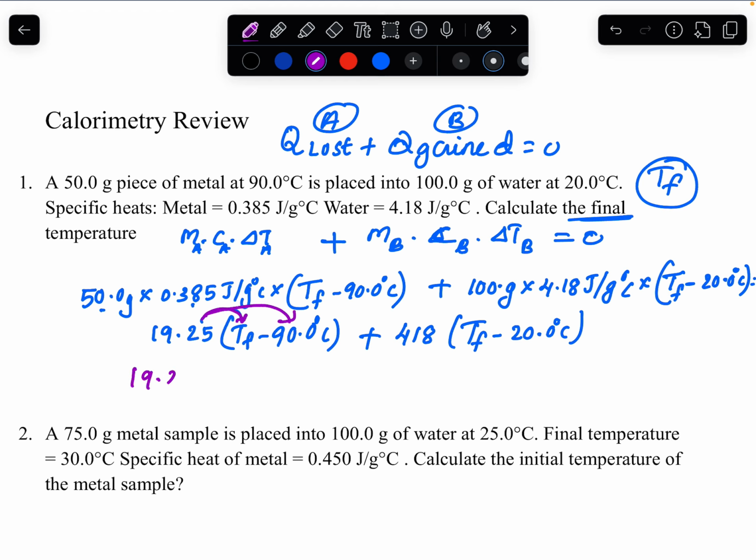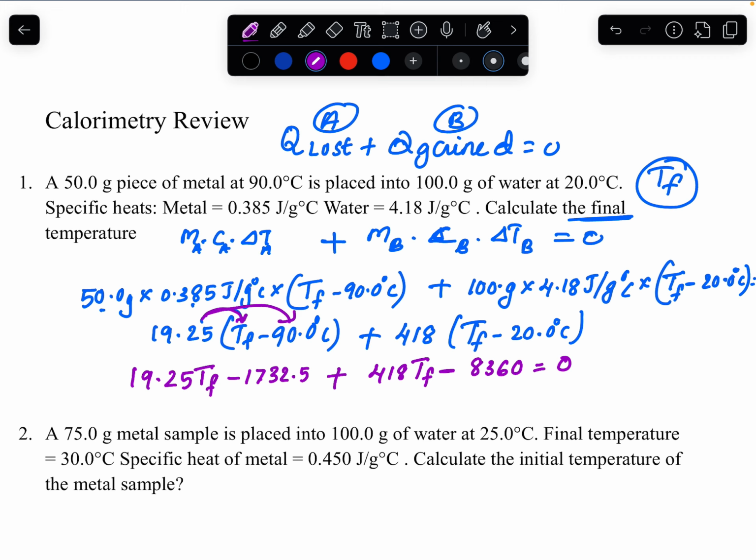So 19.25 TF, then minus 90 times 19.25, which will be 1732.5, plus 418 TF, minus 8360, and that is equal to 0.